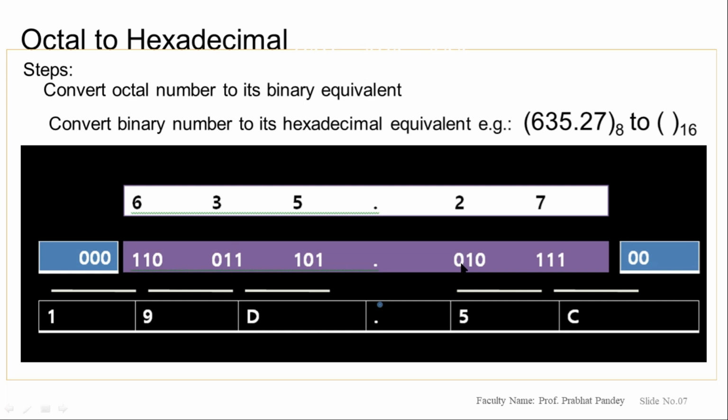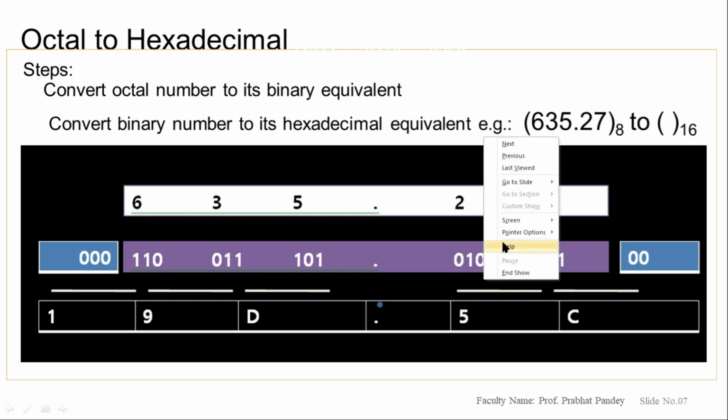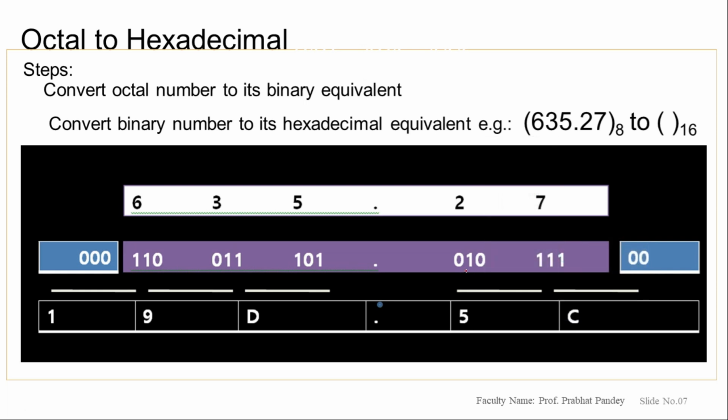Now we need to convert that binary number into hexadecimal. We are aware that for converting binary into hexadecimal we need to make groups of 4 bits. So we need to group 4 bits, 010 for the fractional part separately and for the integer part also. 0101, so this is equivalent to 5.